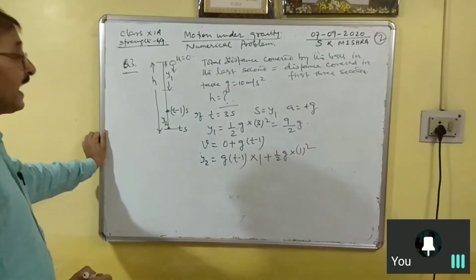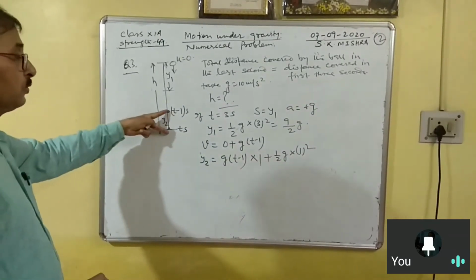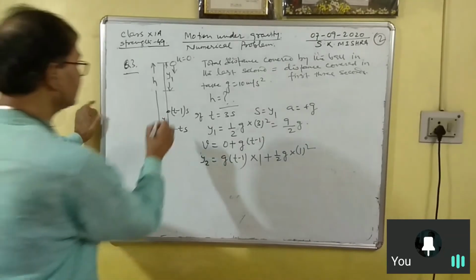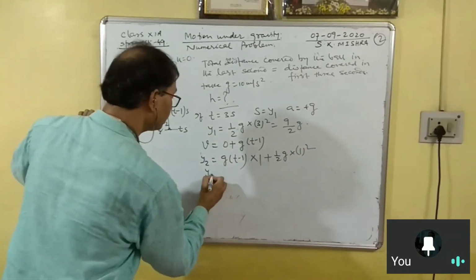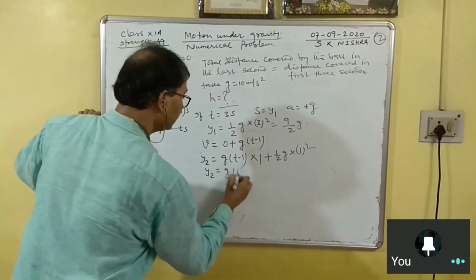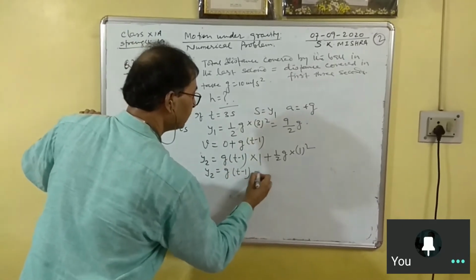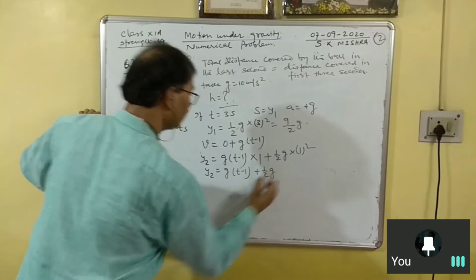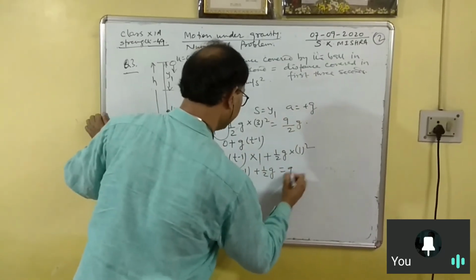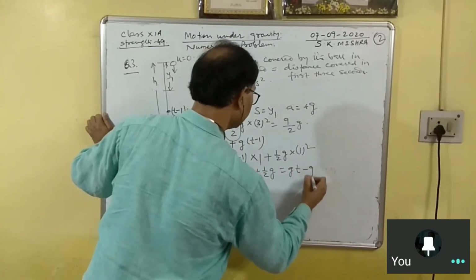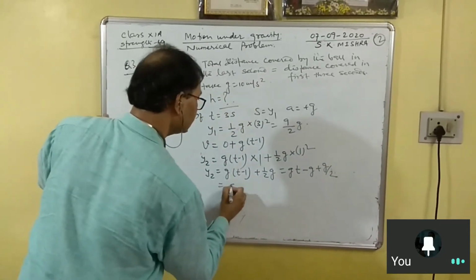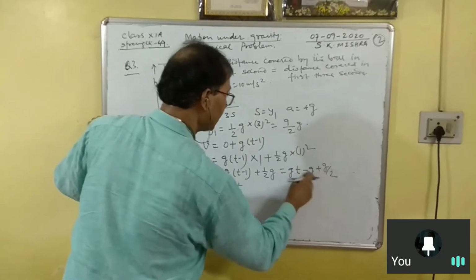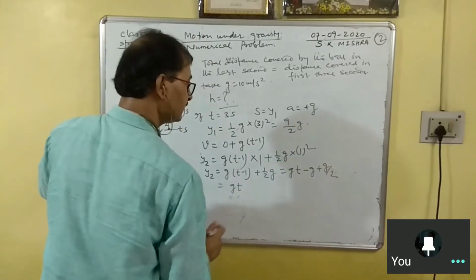So in the last second means t is equal to 1 second. So you are taking this scenario. t is equal to 1 second. So then y2, it's how much? g(t minus 1) plus half g only. So should I write gt minus g plus g by 2? So it's how much? gt and then minus 2g plus g. So it's minus g by 2.